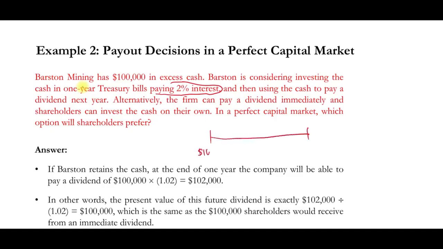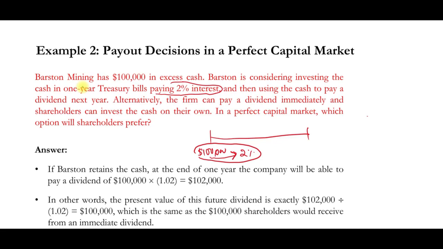The company currently has 100,000 and wants to pay a dividend here, right? So the company can invest this at a rate of 2% so that it can pay the dividend later. So this is a dividend payout decision. Alternatively, in this case, the company has not paid a dividend now. In fact, the company has invested the money, the excess cash, right?